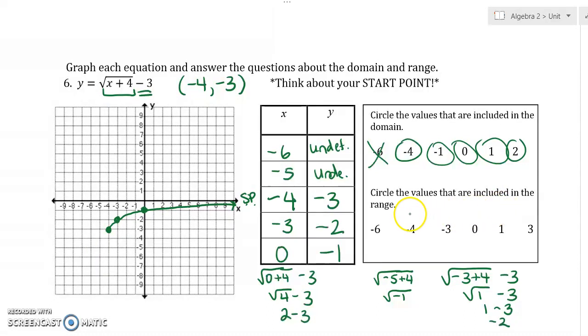And then for the range, what are the values? Well, the first time I see a y value is at -3. So that's the first time. There's none for -4 and none for -6. And then it keeps going up. So it's 0, 1, and 3. Those will be part of my range as well. Okay. All right, let's do this one more time.